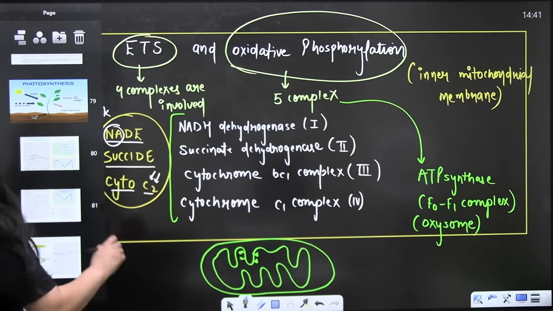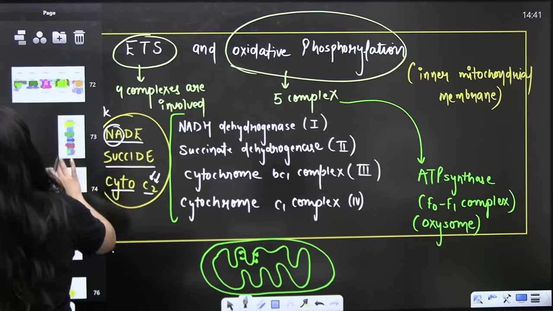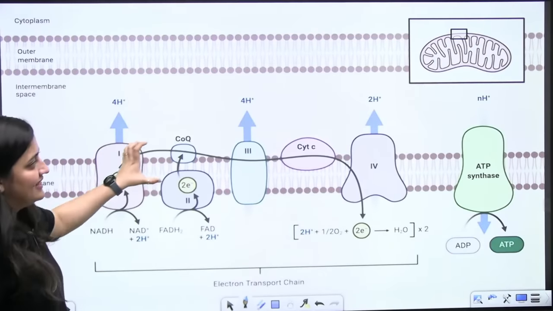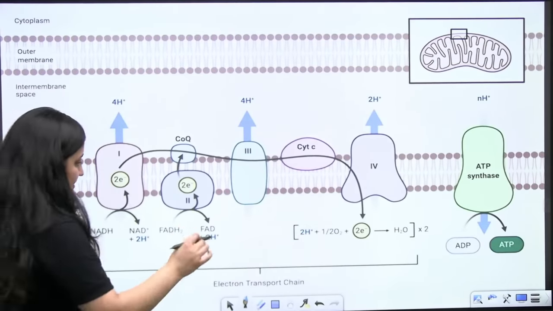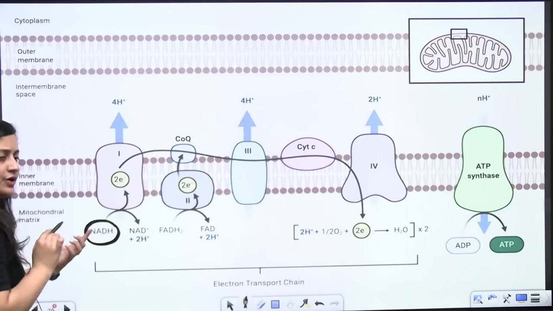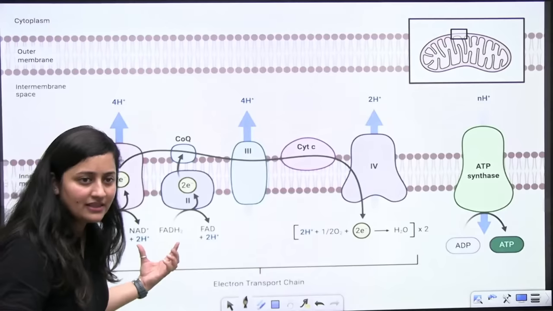But before NCERT, these are a few diagrams, so you can take an idea. This is how the proteins are present. So, this is the electron transport chain. So, NADH. Children, again, I'll come to the NCERT diagram, but please focus here. Thank you so much.